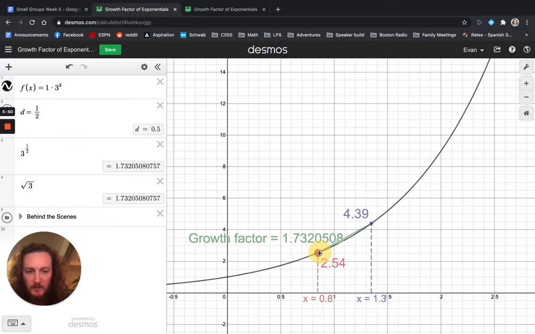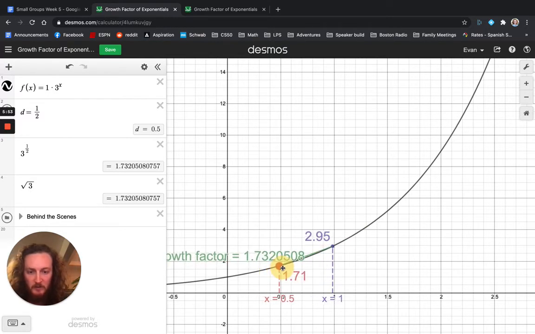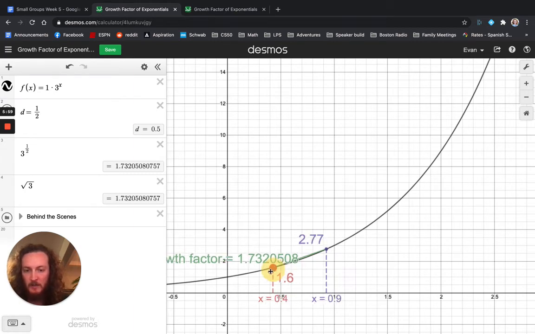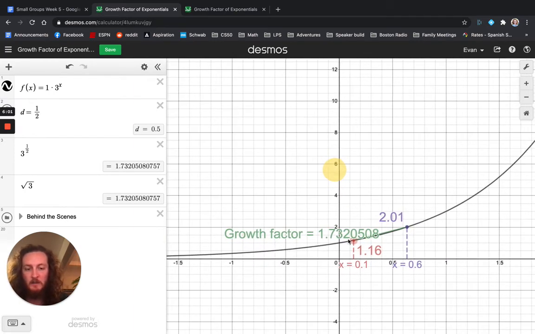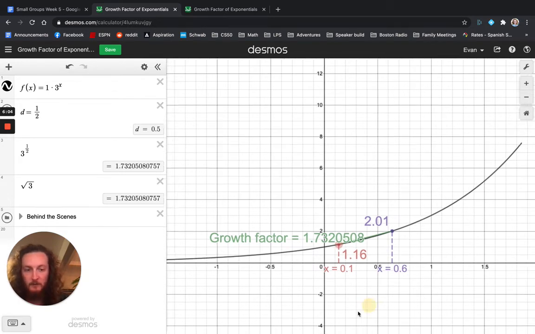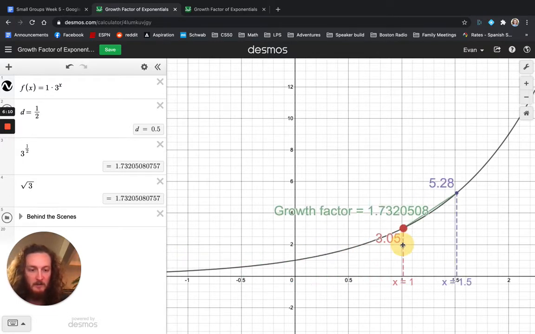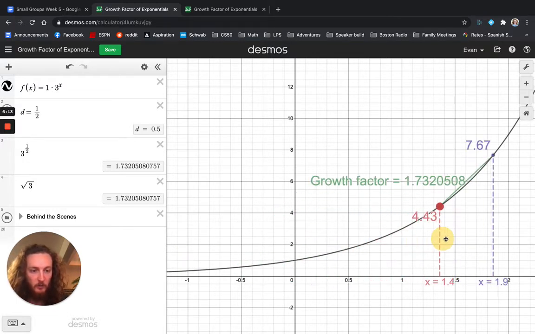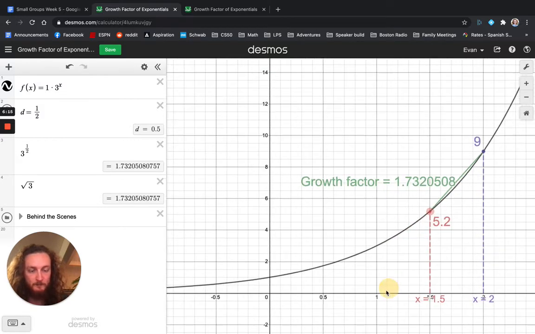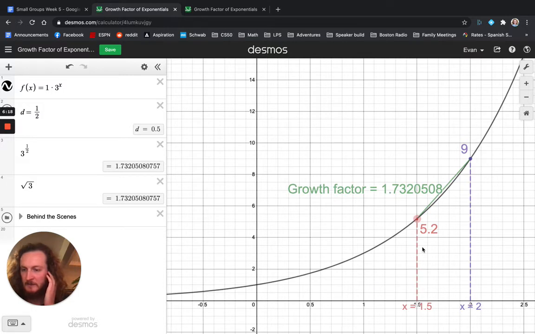And so this, just like everything else we've seen, no matter which pair of x values you're picking, the growth factor will always be root 3, 3 to the 1/2 power. That's true from 0.1 to 0.6. That's true from negative 0.2 to 0.3. That's true from 1 to 1.5, or from 1.5 to 2. Right? So this idea that the growth factor along an exponential function stays constant works even when the distance we're covering is just 1/2.